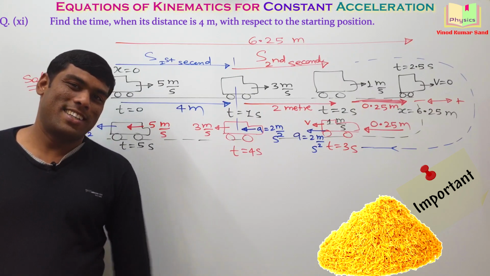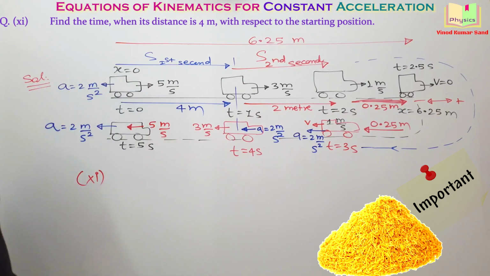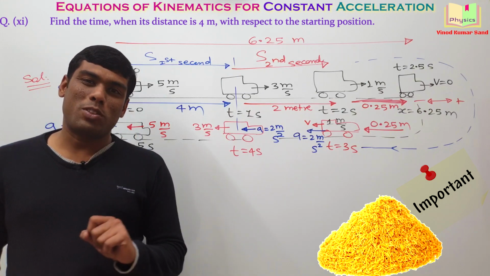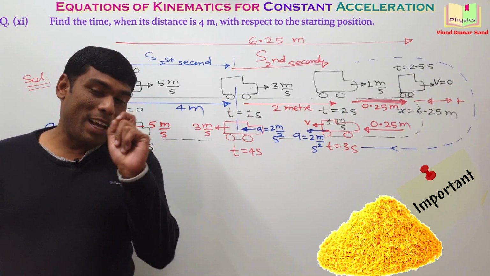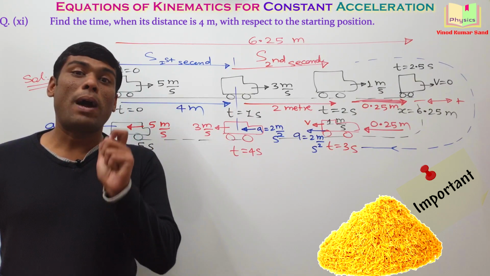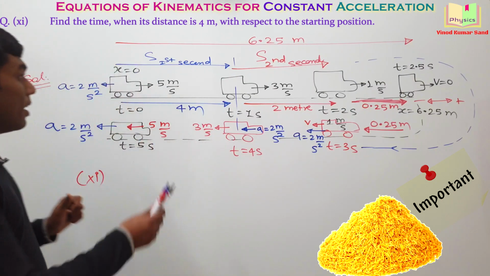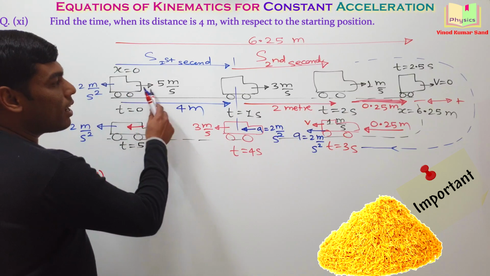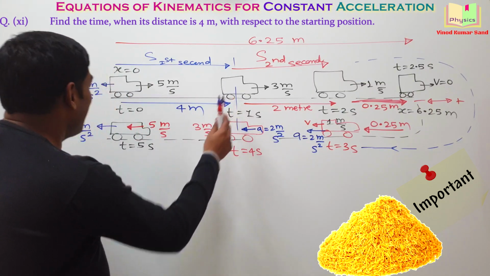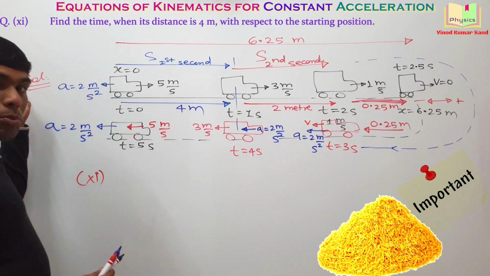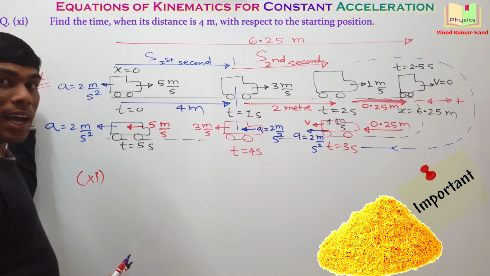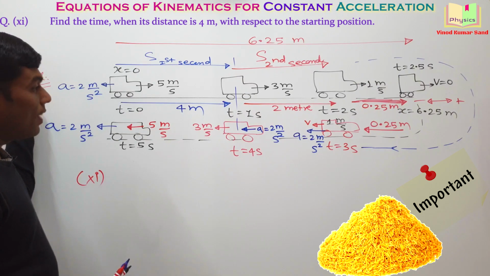Post it quick. Okay, actually there will be 3 moments of time. Read the language very carefully. Particle is 4 meter away from its starting position. Particle can be 4 meter away in the positive direction, as well as particle can be 4 meter away in the negative direction. Getting it?